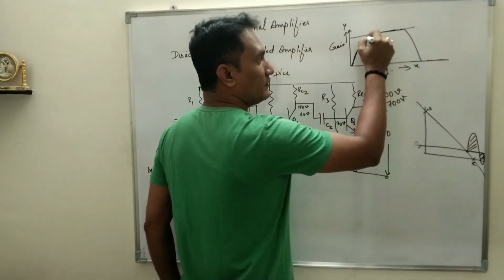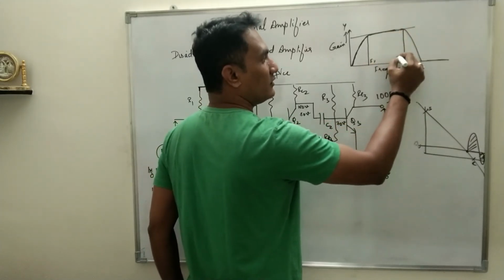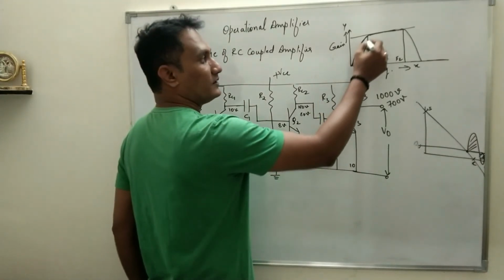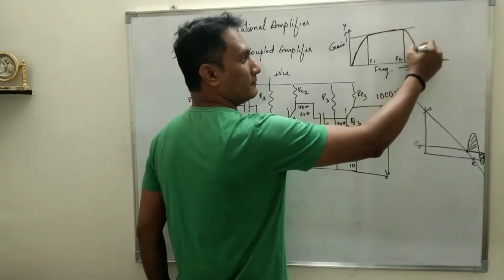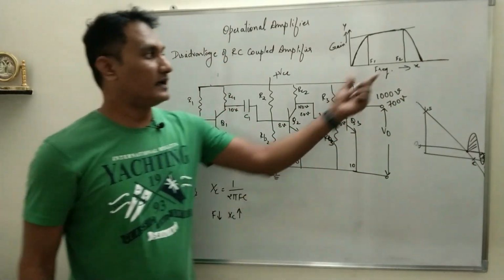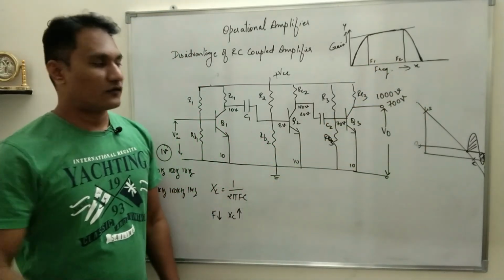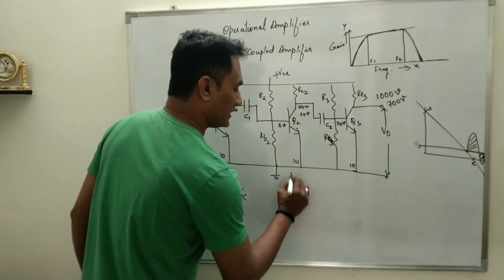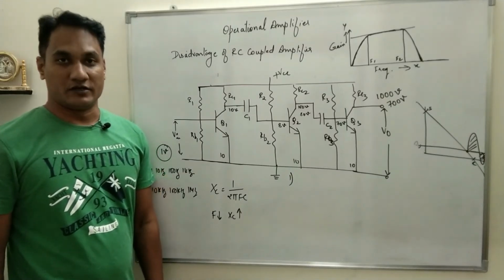So that means the gain remains constant only for a small range of frequency from F1 to F2, okay. For all other frequency, low frequency, because of the coupling capacitor, the gain decreases. At high frequency, because of the amplification factor of the transistor, the gain decreases. The gain remains constant only for a range of frequency from F1 to F2. So from all these points, we can write the four disadvantages related to the RC coupled amplifier, okay.